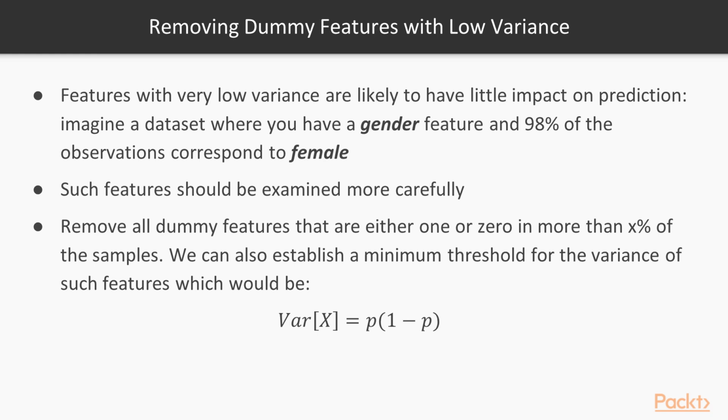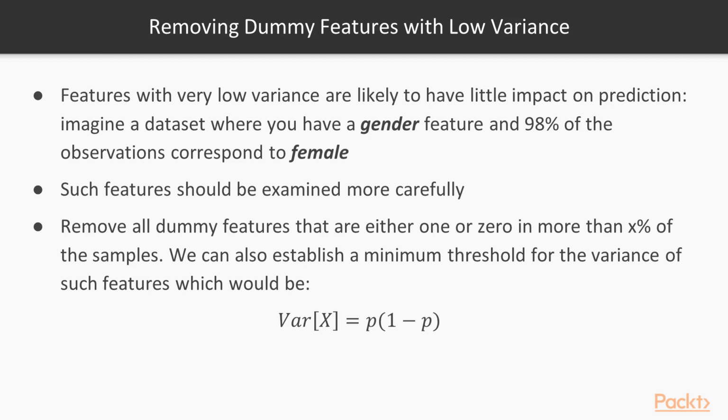Now, why is that? Imagine that you have a data set where you have a gender feature, and that 98% of the observations correspond to just one gender, just to female. So it is very likely that this feature won't have any impact on prediction, because all of the cases are of a single category. So there is not enough variability. So these cases become candidates for elimination, and such features should be examined more carefully.